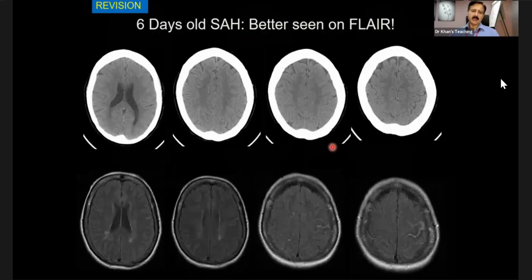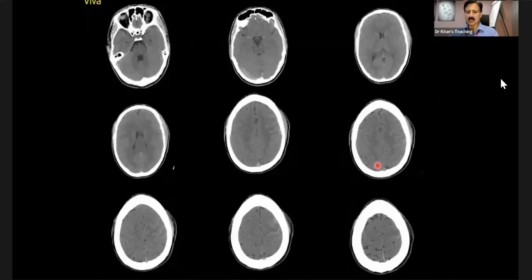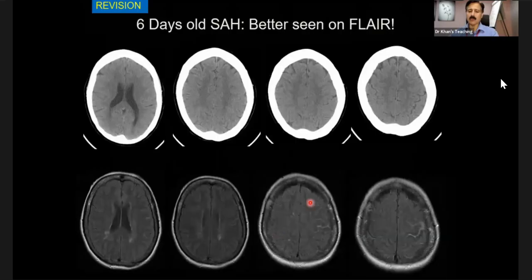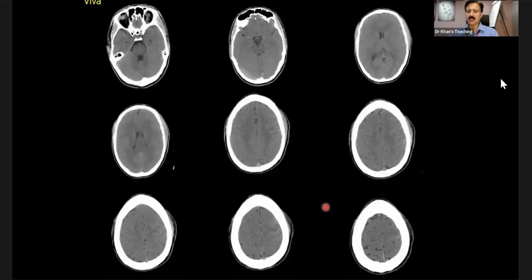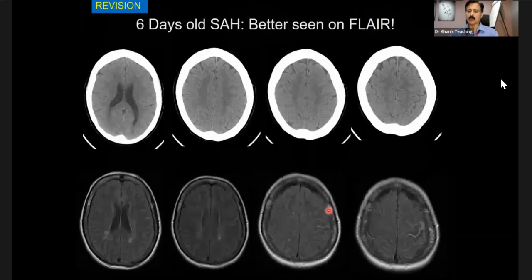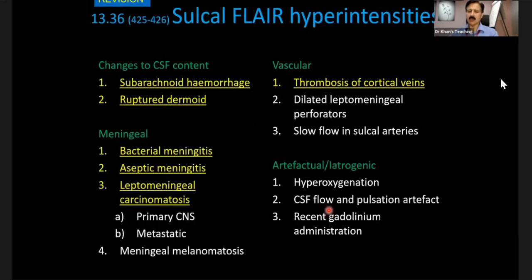Okay, now if you see here, this is a revision from your first basic session. This is a 6 day old subarachnoid hemorrhage, which was not at all visible at that stage in the CT scan. Here on the MR, it is bright signal within the sulcus. Similarly, on the CT there is some bright, slightly high density, but you cannot make out that this is hemorrhage. Bottom line is that when you see this finding, it can have a differential diagnosis. The differential diagnosis can be a leptomeningeal process, as in infection or carcinomatosis, and it can also be subarachnoid hemorrhage. So the answer is that you have to give contrast.